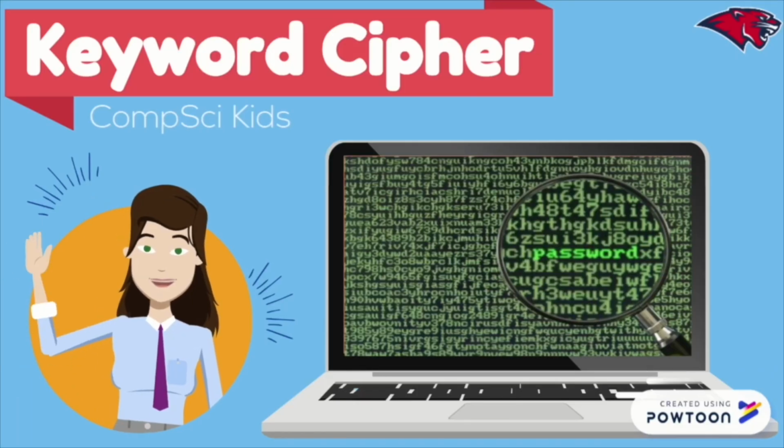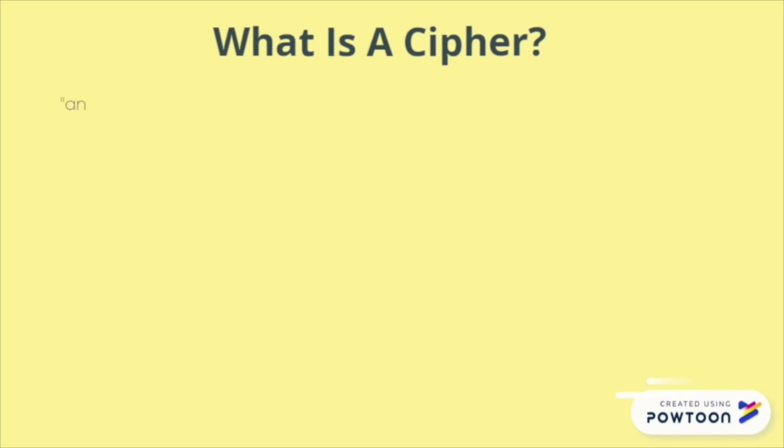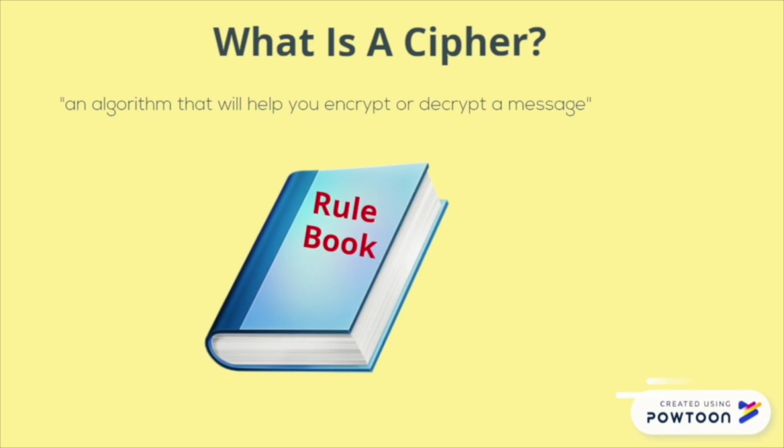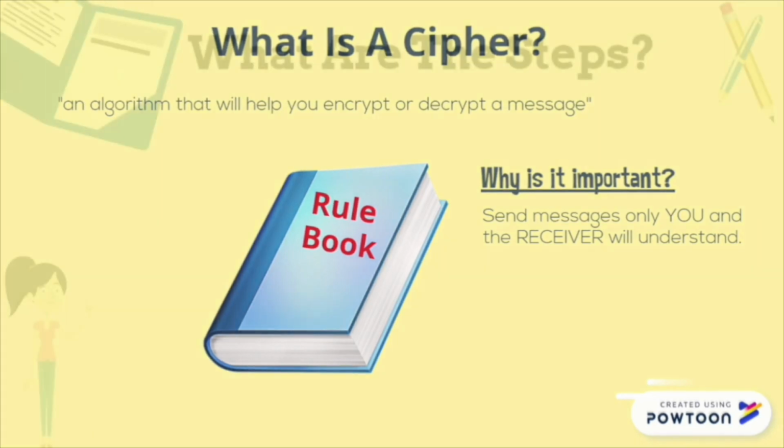But before we start, what is a cipher? For those of you that don't know, a cipher is an algorithm that will help you encrypt or decrypt a message. Think of it as a rulebook for turning a regular message into code and code back to regular message. Okay, so why might this be helpful? Has there ever been a time where you wanted to send a message to someone and no one else knows? Ciphers can help you do just that.